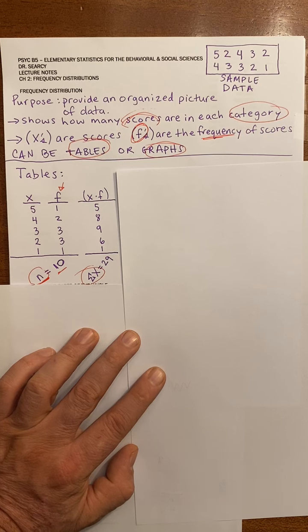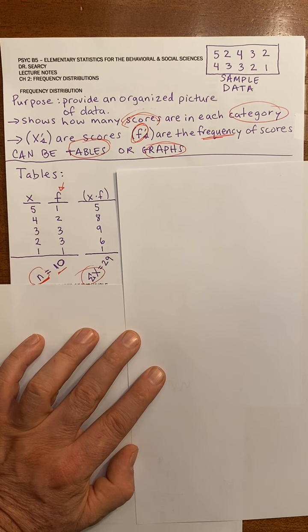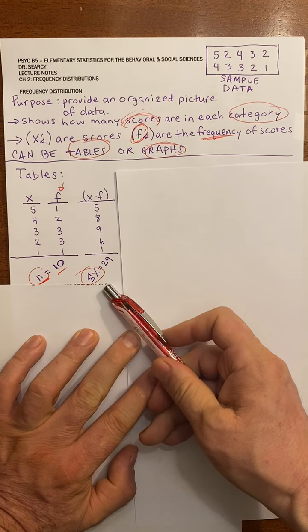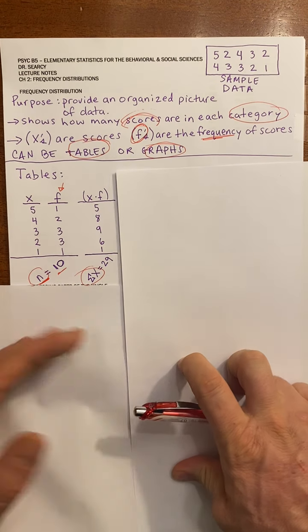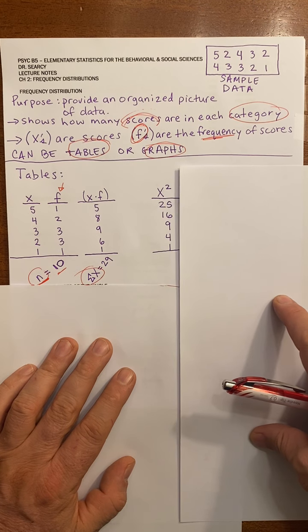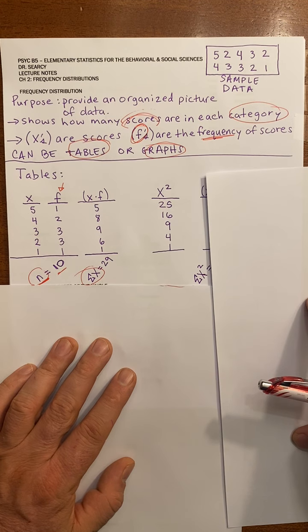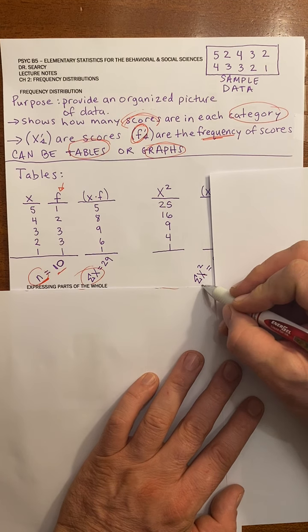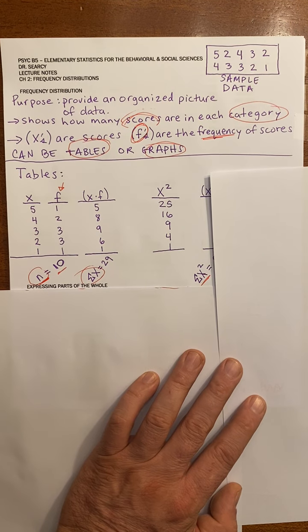Okay, but now we don't just use tables to find n or sum of x. We also use tables to find other information as well. For instance, what if I asked you to find the value for the sum of x squared?